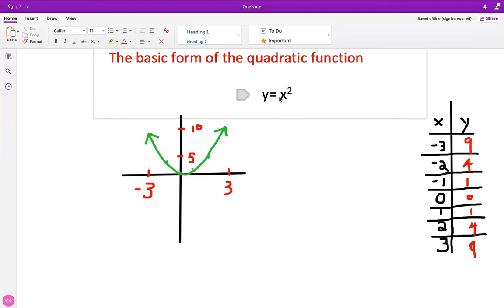In the next video, I will introduce how the constant affects the quadratic function.